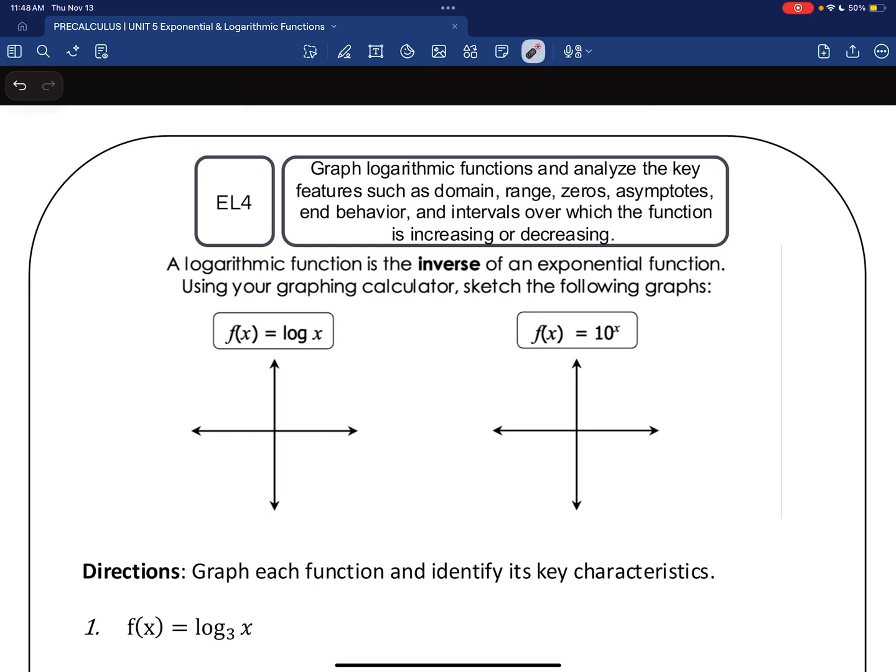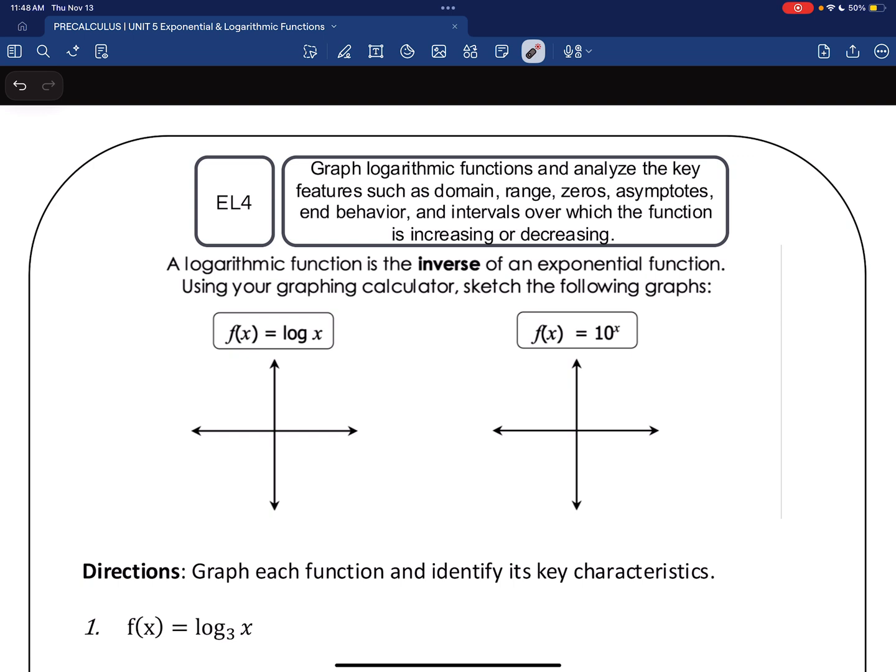And in this video, our goal is to be able to graph logarithmic functions and analyze key features such as domain, range, zeros, asymptotes and end behavior, and intervals over which the function is increasing or decreasing.